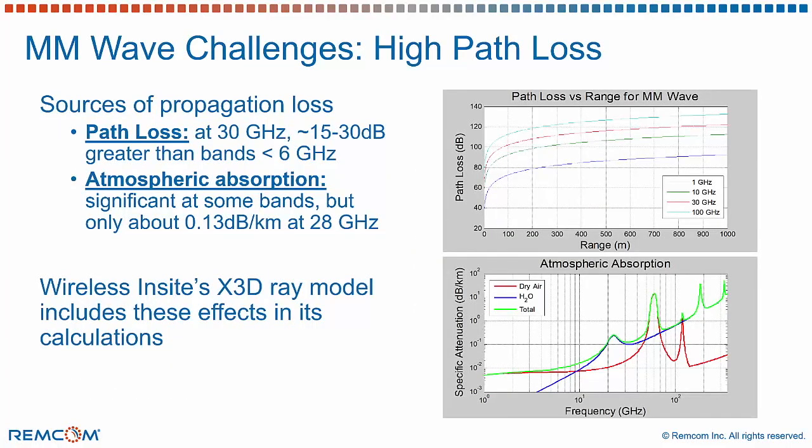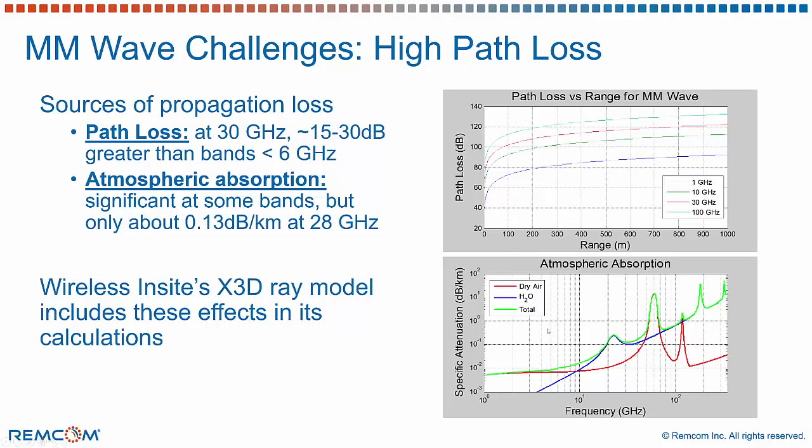Now, millimeter wave has several challenges. One of the first and most commonly known is the high path loss. At 28 or 30 gigahertz, you can expect 15 to 30 dB more path loss than you might expect at some of the lower bands, like the sub-6 gigahertz, 1 gigahertz bands.